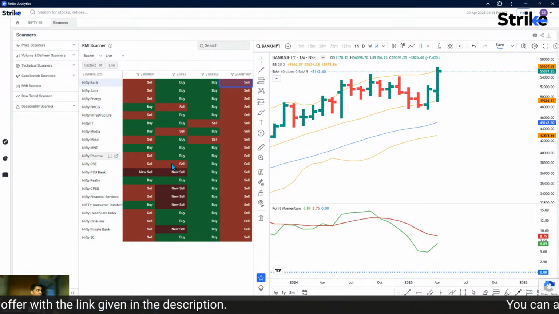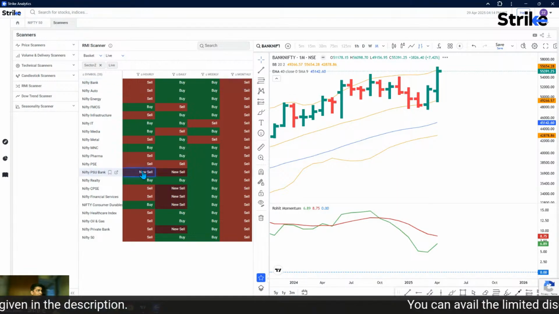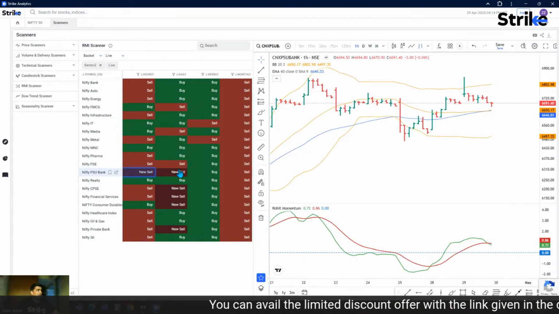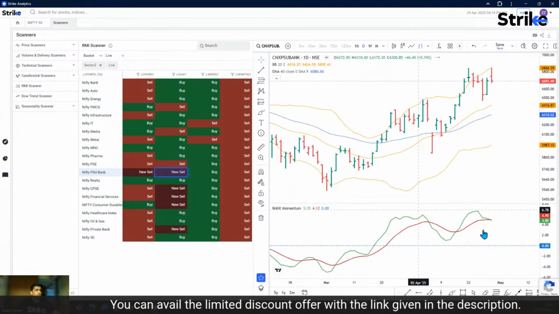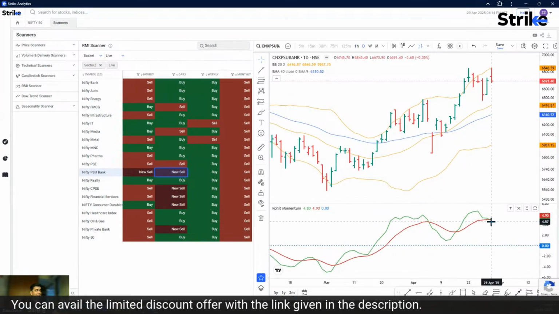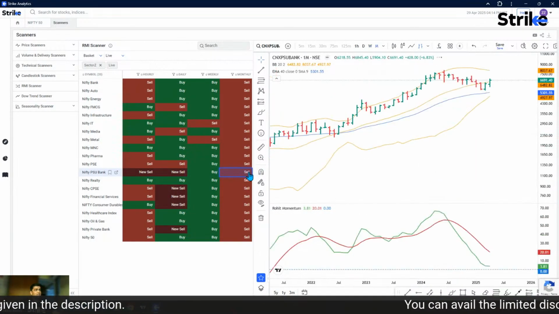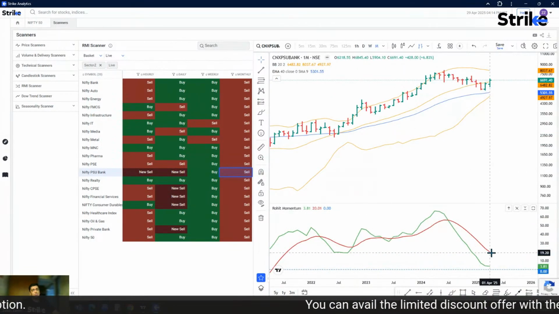Over here I can see that PSU Bank on the hourly has given a new sell signal. On the daily chart also there is a new sell signal. But on the weekly chart there is a buy signal, and on the monthly time frame chart it is a sell signal. So what does this mean?